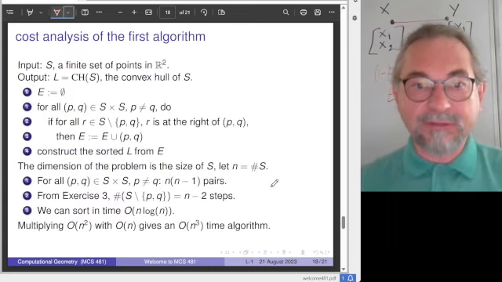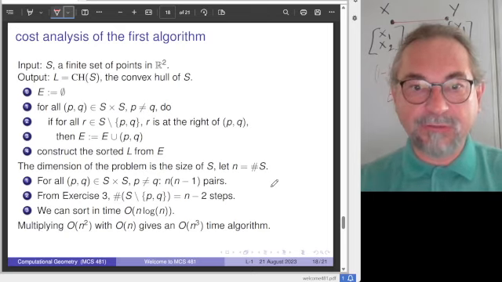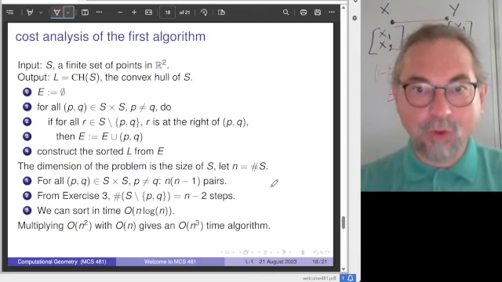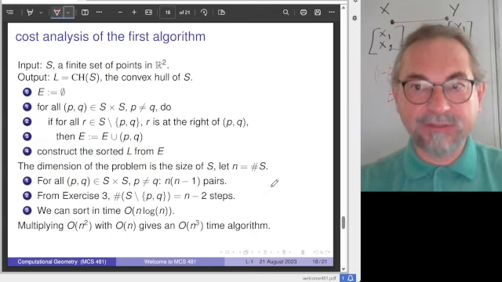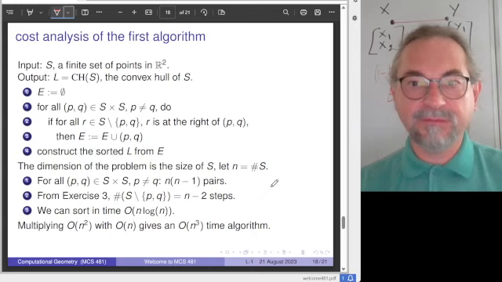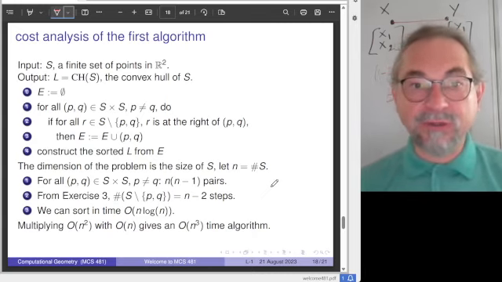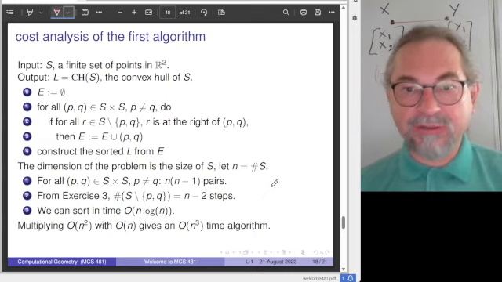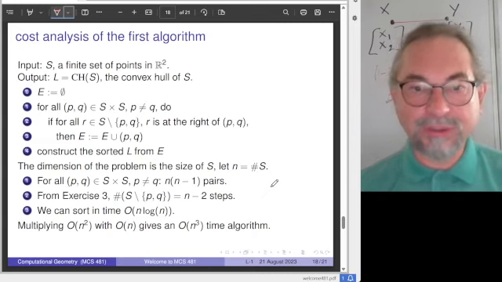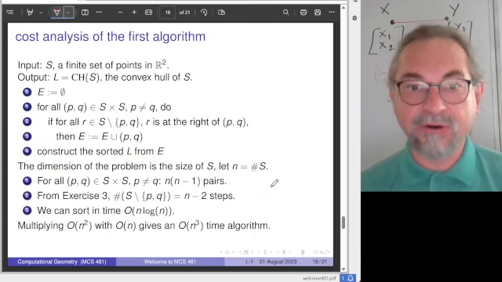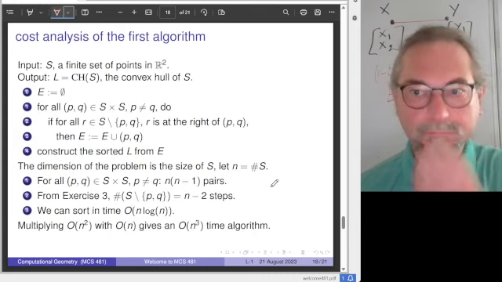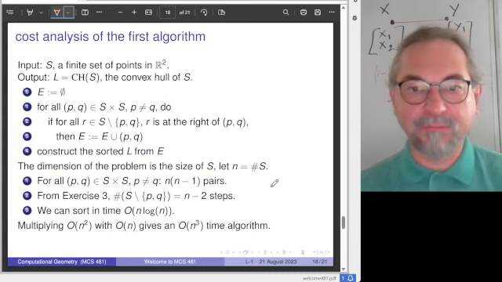Okay, cost analysis. So when you look at a code, you should be able to say what is the order of the number of operations. So we enumerate all possible pairs. So we have n, the number of points. So we have n possibilities for the first point, n minus 1 possibilities for the other point. So for the q.